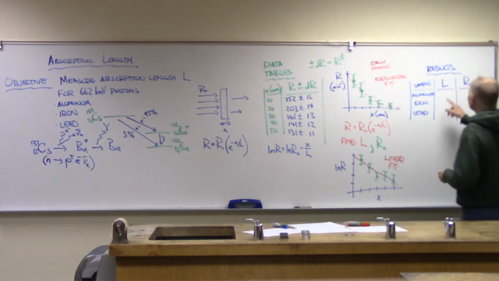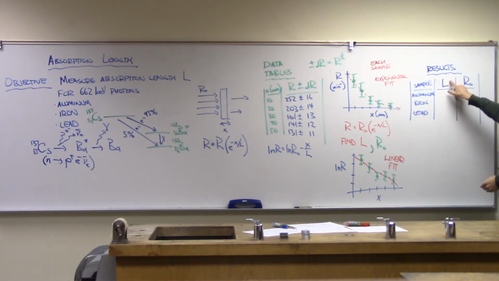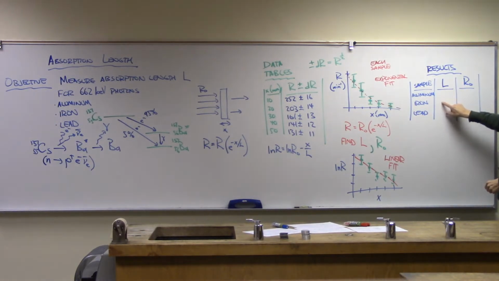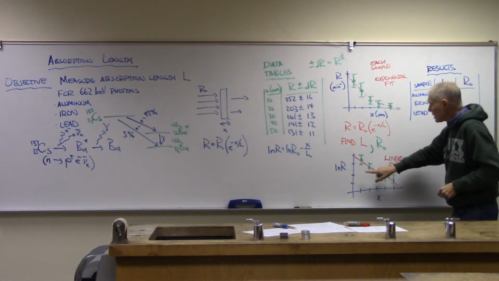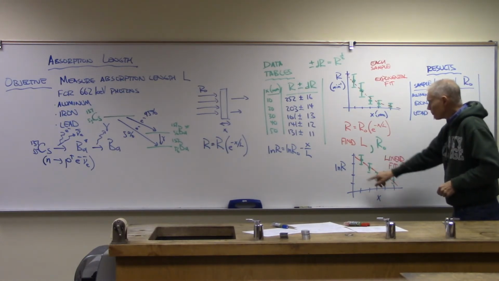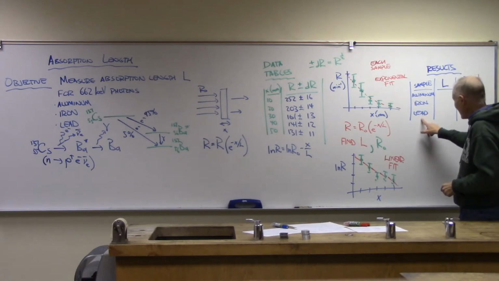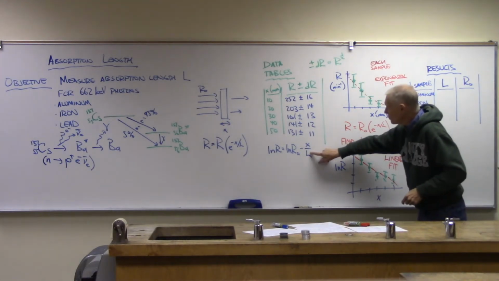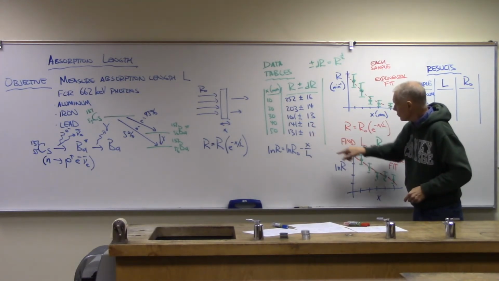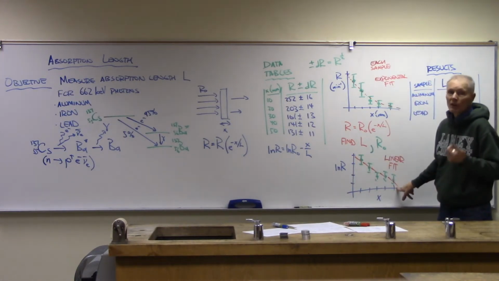Ultimately, what we're after for each one of these samples is a measure of the absorption length. So we want to get an L value for aluminum, iron, and lead. Now on the logarithmic graph, that value of L is going to be the inverse of the slope of that line.